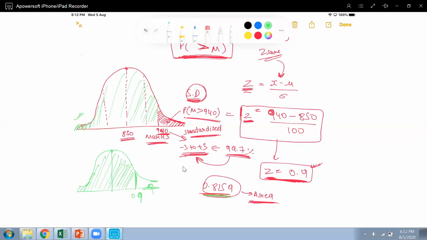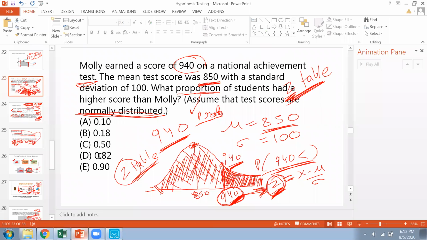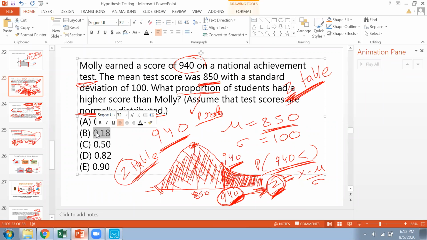So how will I find the area under the curve? What is the whole area under the curve, from minus infinity to plus infinity? The area will be 1. Yeah, correct. From 1 we will subtract this 0.8159, and that will be my answer. So it is 0.19. The nearest option is 0.18, so this will be the answer of this question.